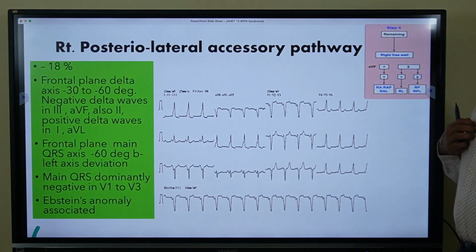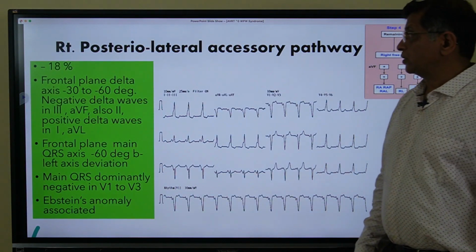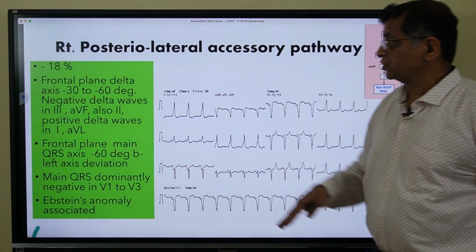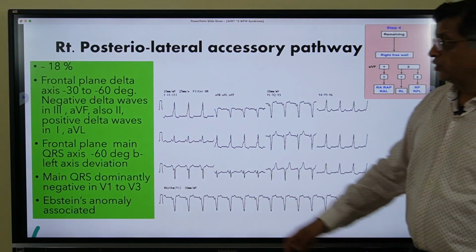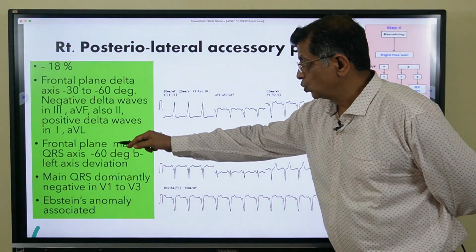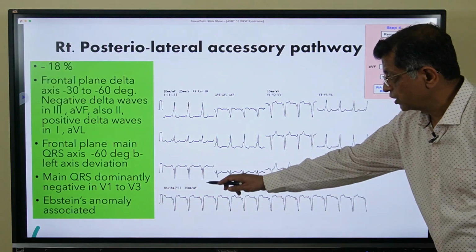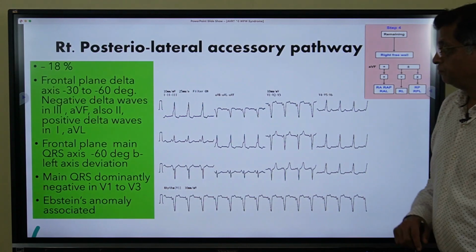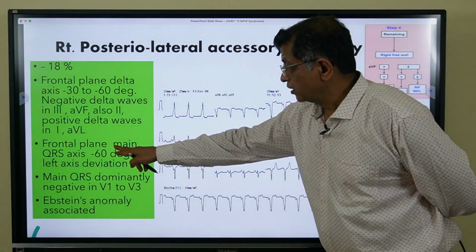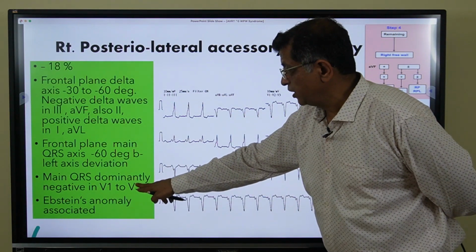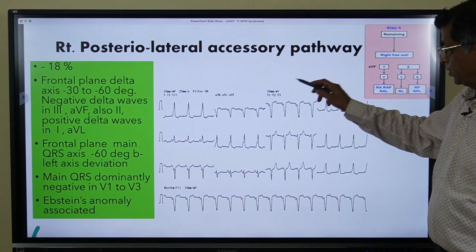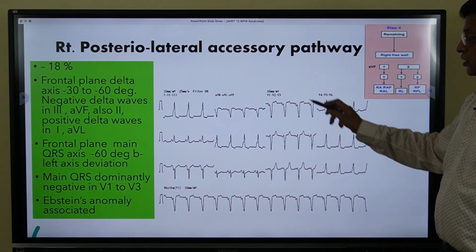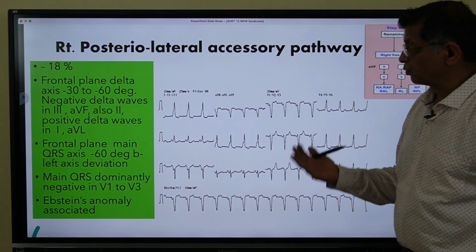Let's see some examples. So this is a right posterolateral accessory pathway. The frontal plane delta axis is minus 30 to 60, so the axis is leftward. Negative delta waves in 3, aVF and 2. The frontal plane axis we have already seen is leftward. Main QRS is dominantly negative in V1 to V3. So whenever there are dominantly negative delta waves and QRS in V1, V2, V3, it is a right-sided problem.